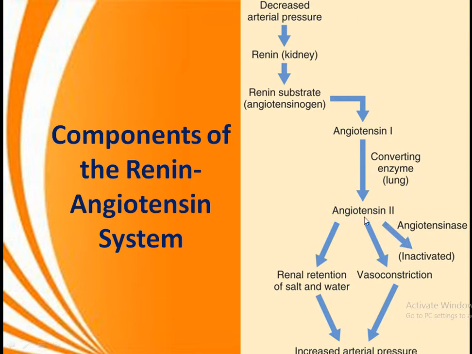Now this angiotensin 2 is soon destroyed by its specific enzyme, but before its destruction, or before it becomes inactivated, it performs its important function. On one hand, it causes vasoconstriction, and on the other hand, it causes renal retention of salt and water. Both effects combine so that now the arterial pressure increases. The condition is now reversed.